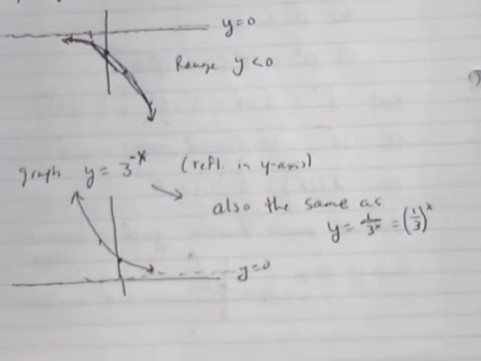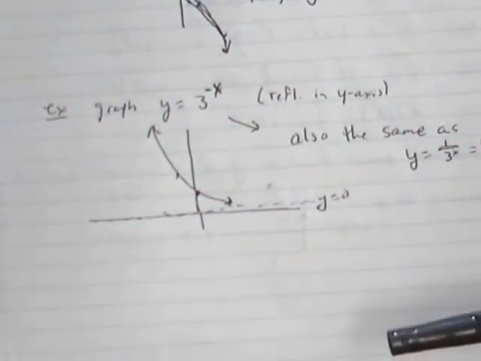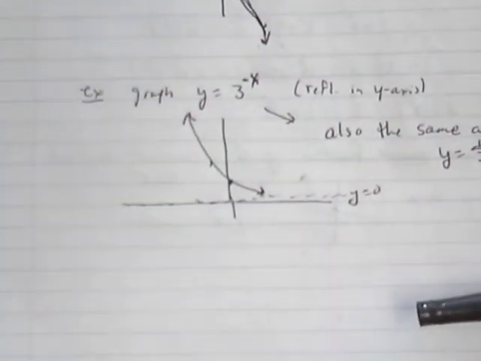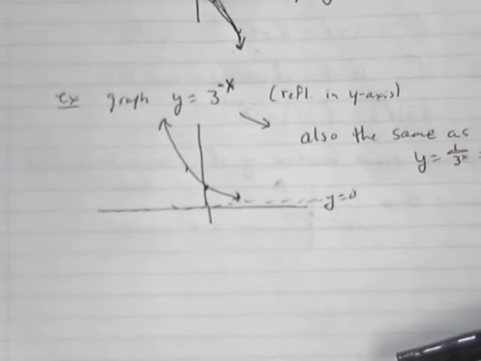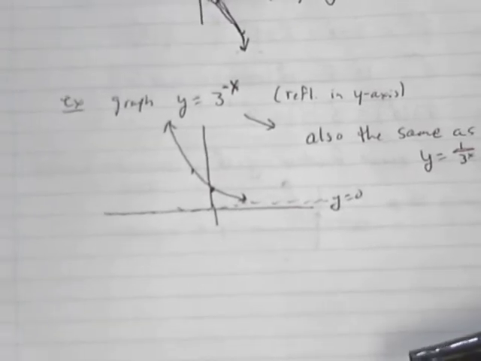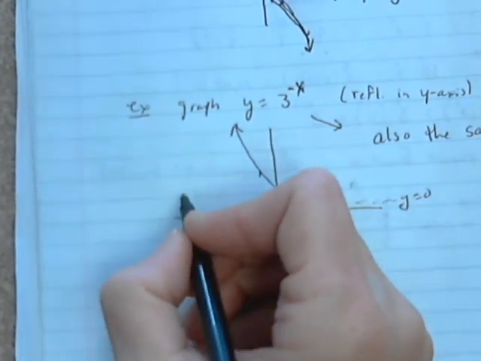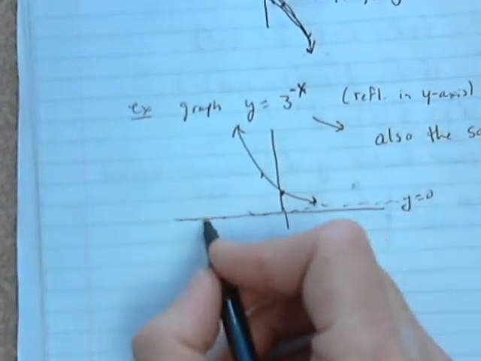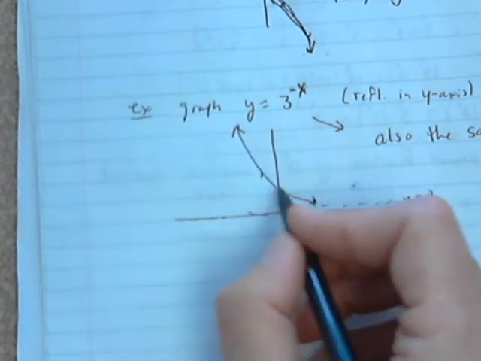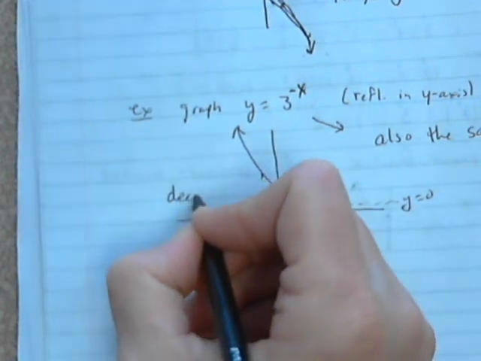And we can shift things left, right, up and down also. And we can stretch and shrink just like we did all of the other functions the same way. But I want to talk about the difference between decreasing and increasing graphs. Decreasing graphs, as you're going from left to right, go down. So this is decreasing.